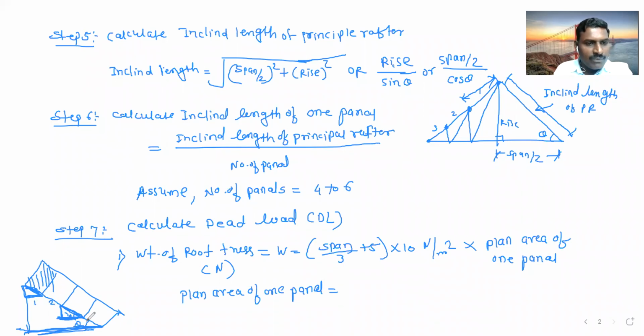1, 2, 3 and 4. So this is the inclined length of one panel. Here I will indicate, this red indication is the inclined length of one panel. So we have to calculate the horizontal length. Theta is known. Inclined length is known. In step number 6, the inclined length of one panel was calculated. So how can we calculate the horizontal length of one panel? Inclined length into cos theta. Inclined length into cos theta. Correct? Others, please.